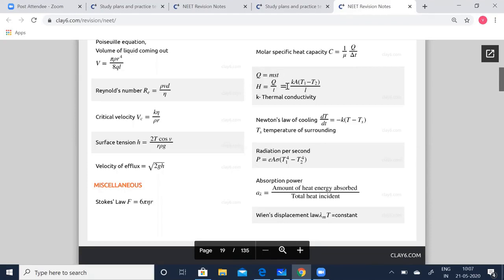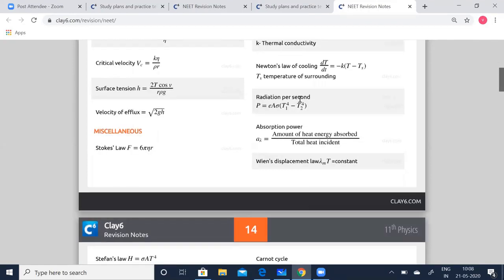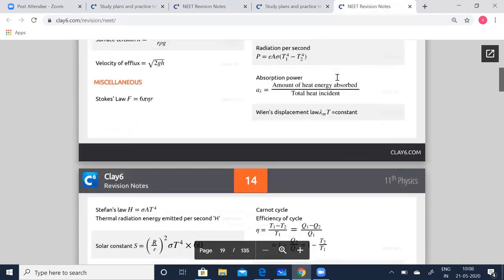H is equal to Q by t, which is equal to K A (T1 minus T2) by L, where K is the thermal conductivity. Newton's law of cooling, d theta by dt, or dT by dt, where capital T stands for temperature and small t stands for the time taken. So the rate of change of temperature is equal to minus K times (T minus Ts), where Ts is the temperature of the surroundings. Radiation per second, P is equal to e A sigma (T1 to the power of 4 minus T2 to the power of 4), where sigma is the Stefan's constant.